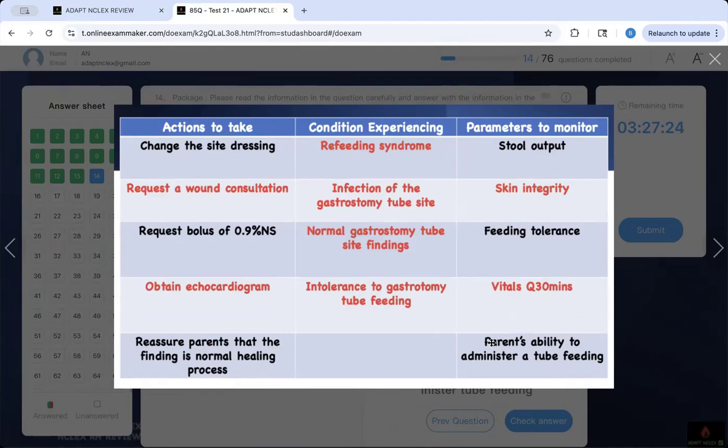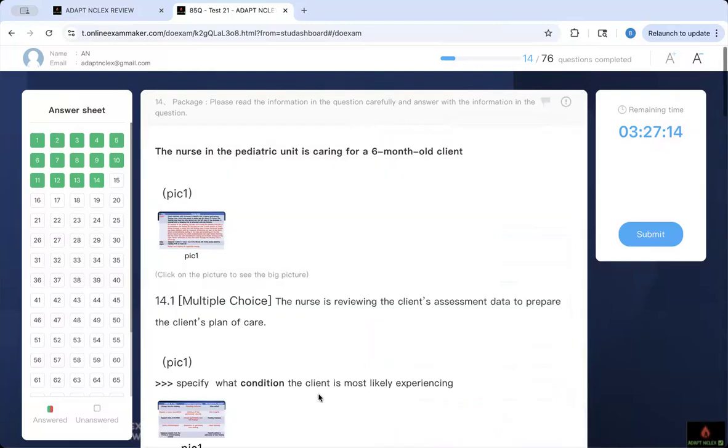We give the kid fluid. We change the site. And then what do we have to look for? Look for skin integrity so that it doesn't get infected. And then we monitor the vitals, to make sure the kid does not progress.